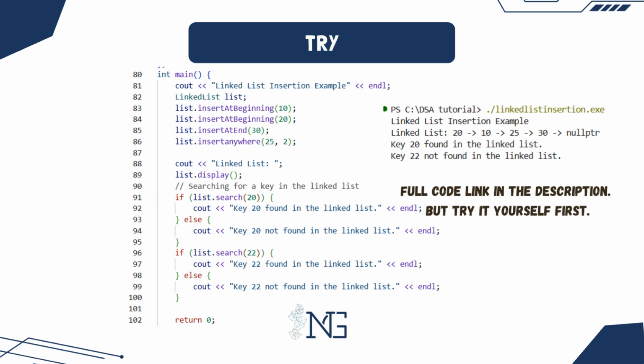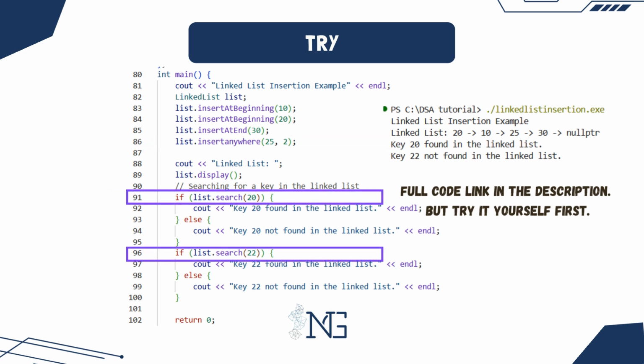Give it a shot first and then come back to continue. In the main function, we insert 10 at the beginning. It becomes the head. Then insert 20 at the beginning. Now the list becomes 20 and then 10, new head is 20. Then insert 30 at the end. The list becomes 20, 10, and 30. Finally, we insert 25 at position 2, so the list becomes 20, 10, 25, 30.